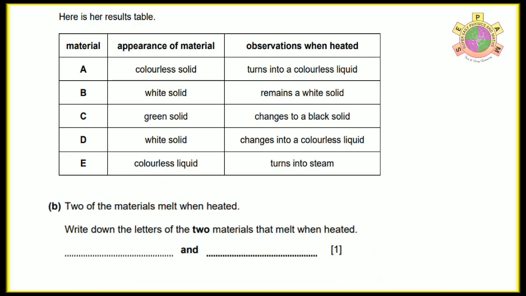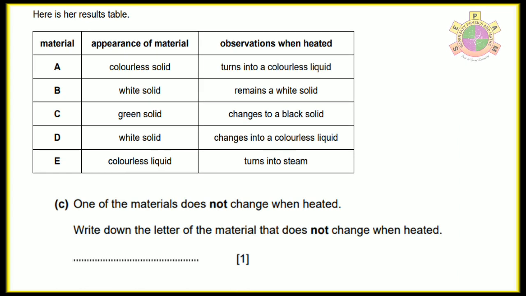Here are the results. Two of the materials melted when heated. Turn into a colorless liquid. Change into a colorless liquid. So solid, solid, turn into liquid. One of the materials does not change when heated. Write down the letter of the material that does not change when heated. White solid, remains white solid.